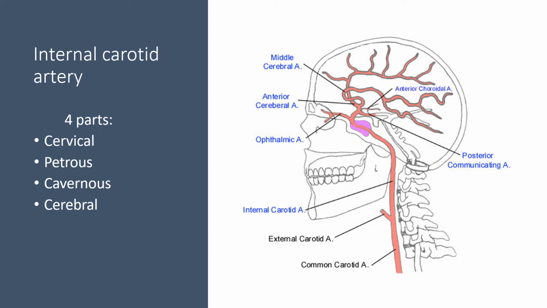At this point, the artery pierces the dural roof of the cavernous sinus and also the arachnoid mater to enter the subarachnoid space. For convenience of description, the internal carotid artery can be divided into 4 parts: cervical, petrous, cavernous, and cerebral.